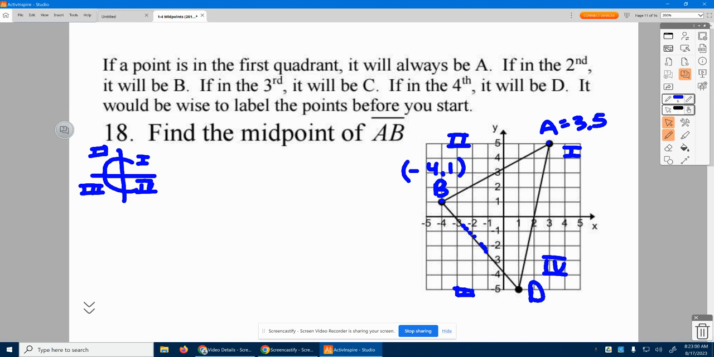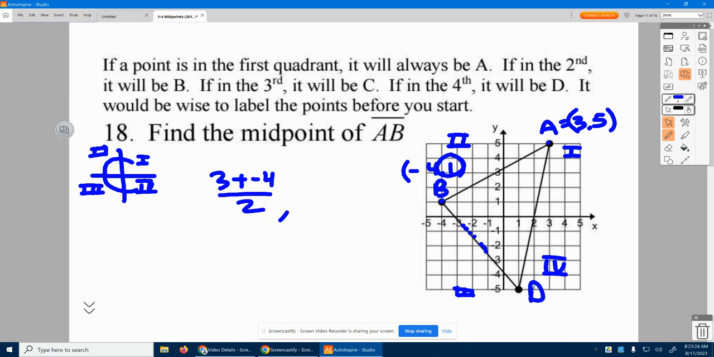How do you find the midpoint? You add the x's together, divide by 2. You add your y's together, divide by 2. That's how we find the middle of anything. You take the average, add them together, and divide by 2. So in coordinate A, the x value is 3. For B, the x value is -4. So I'm simply going to add 3 plus -4 together, divide by 2.